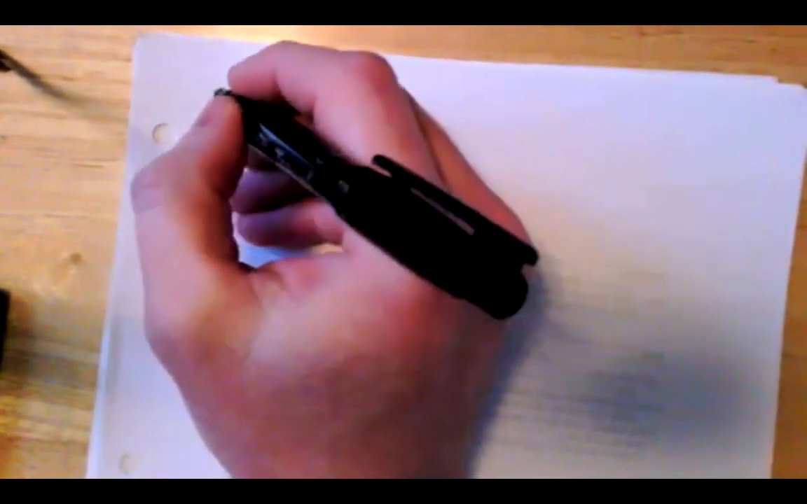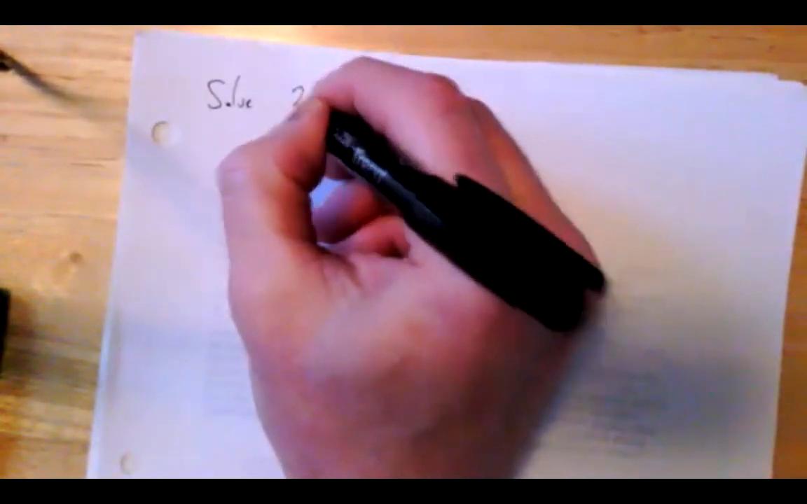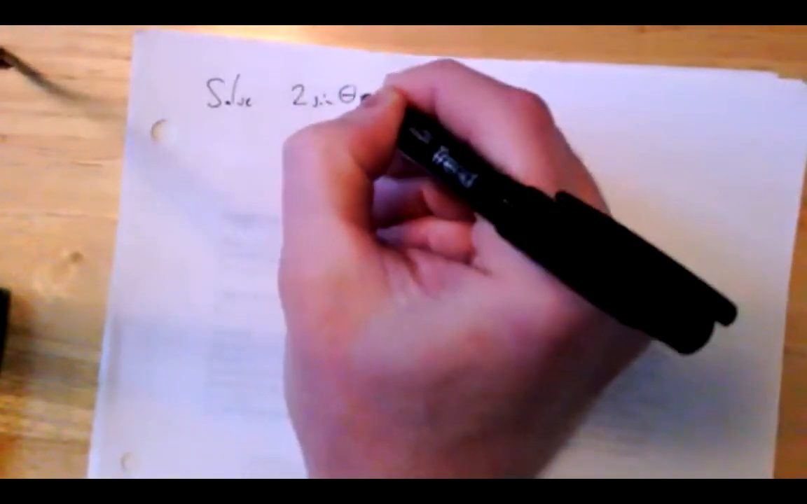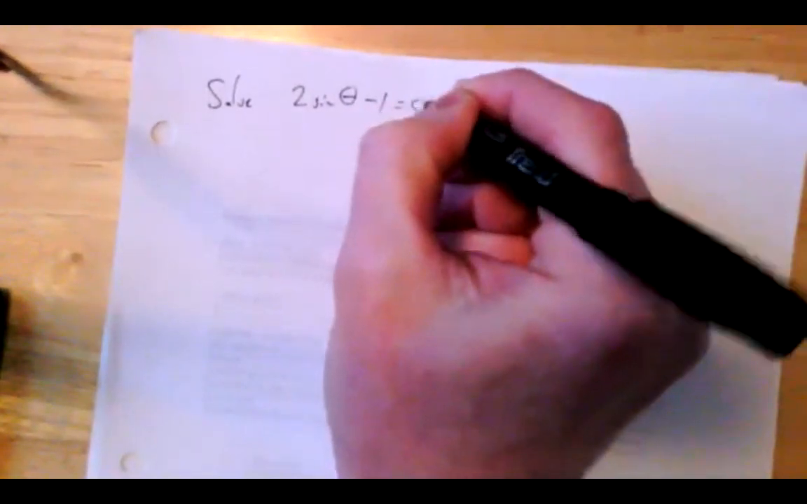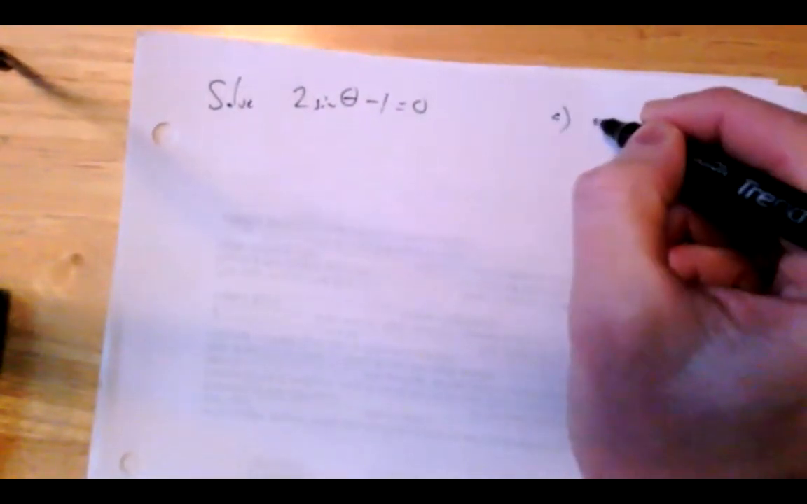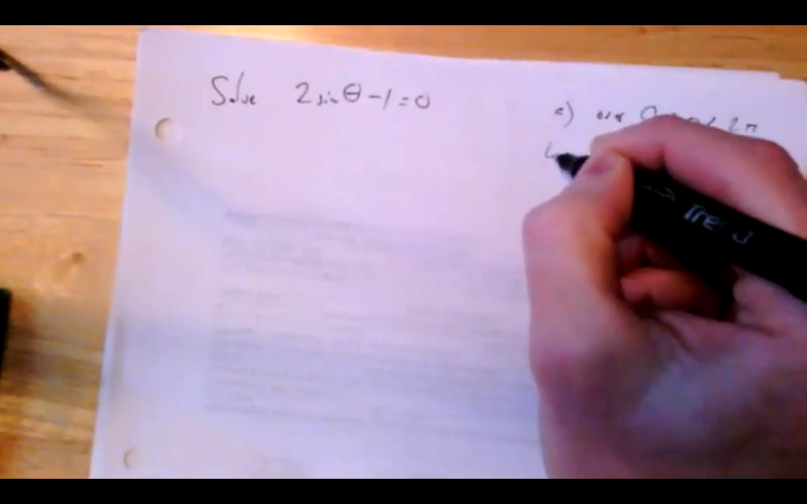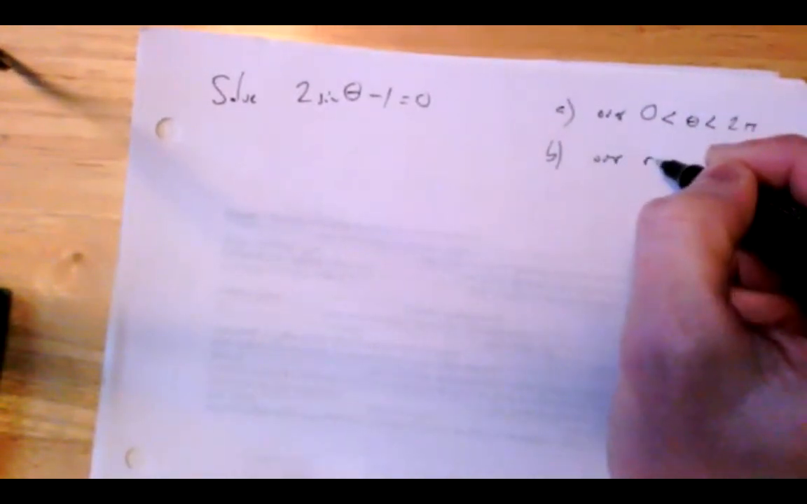Okay, so the first example says solve 2 sine of theta minus 1 equals 0. Part A is over 0 to 2 pi, and B is over real numbers.